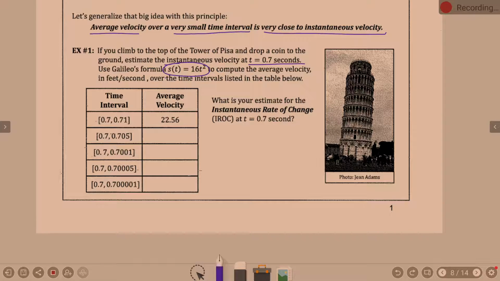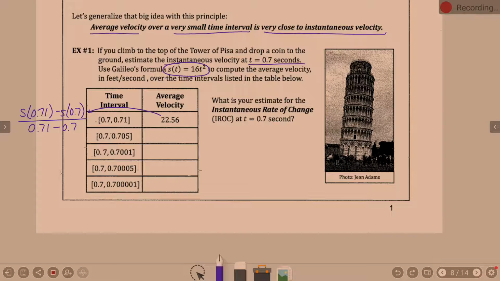So for instance, to do this one right here, I'm going to write it off to the side because I didn't really write it in my notes. In order to do that top one, you would have done the function evaluated at 0.71 minus the function evaluated at 0.7, divided by the change in time, which is 0.71 minus 0.7. Okay, that's what would have been done right there. That's where your 22.56 would come from.